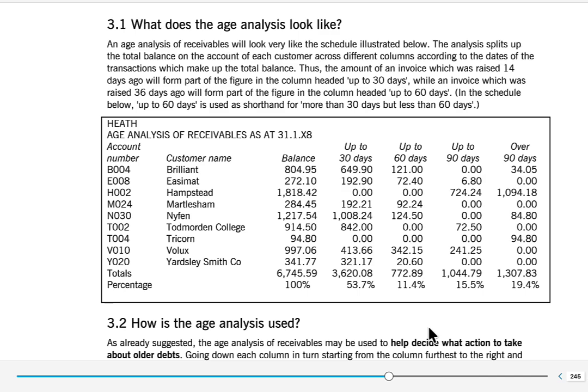If an invoice was raised 75 days ago, it goes into the up to 90 days column, meaning the third bucket. If an invoice was raised 100 days ago, it goes into the over 90 days column. This is why the report is powerful. It is not only telling you who owes money, it is telling you how long they have owed it. How to read one customer line correctly. Pick one customer row. You will see their total balance in the balance column.